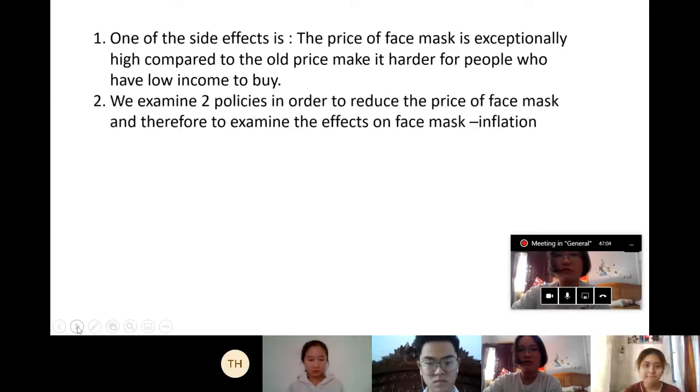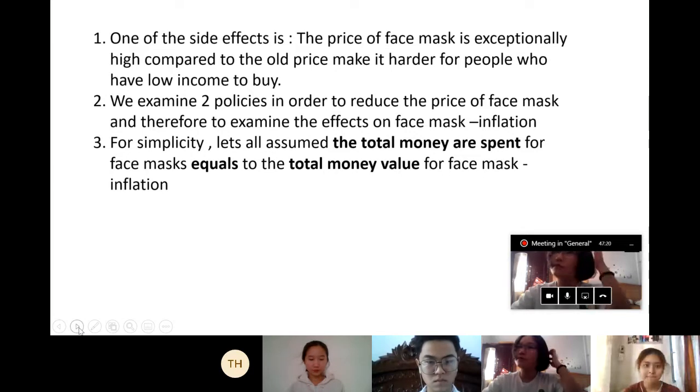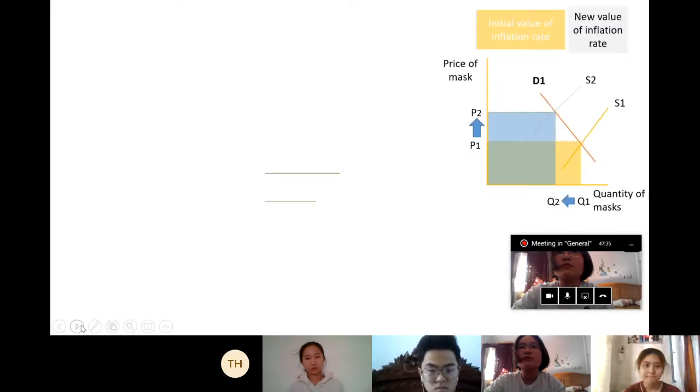We're going to examine two policies in order to reduce the price of face masks and therefore to examine the effects on inflation. For simplicity, let's assume the total money spent on face masks is equal to the total money value of face mask inflation. And because the demand for face masks is inelastic due to the need during the outbreak, inelastic means when the price changes, the demand for a good relatively stays the same.